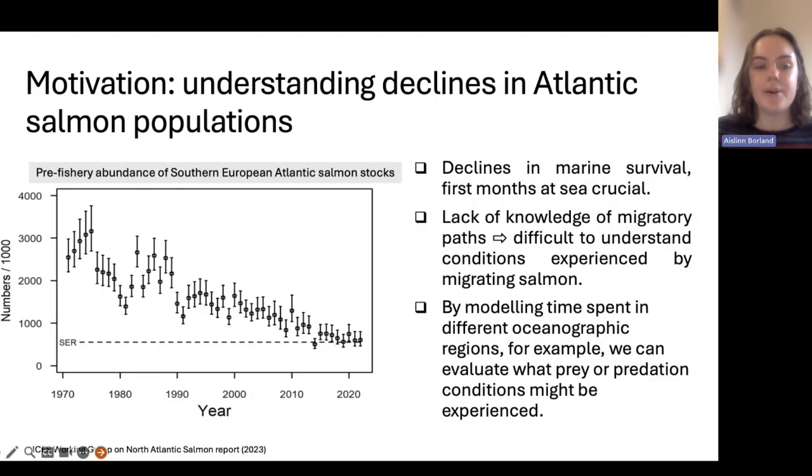So the overall motivation behind this is understanding some of the declines we've seen in salmon populations over the last 50 years. These are attributed to declines in marine survival rates, particularly during the first few months at sea. However, during this time, we have a real lack of knowledge on the migratory paths of salmon, and that makes it difficult to understand the specific conditions they experience. So, for example, if we can model the time spent in different oceanographic regions, we can evaluate what prey or predation conditions they might be experiencing.